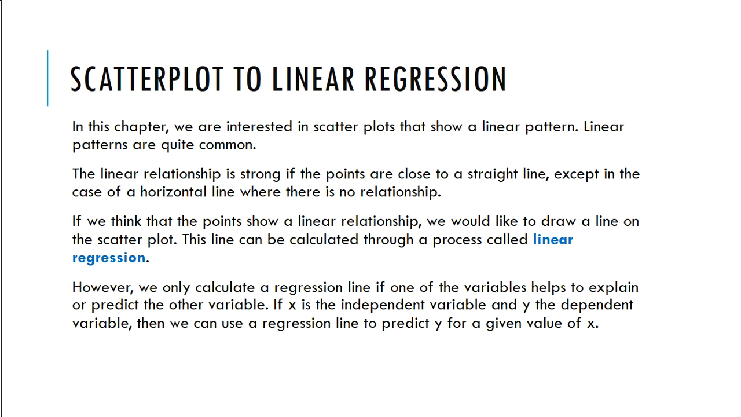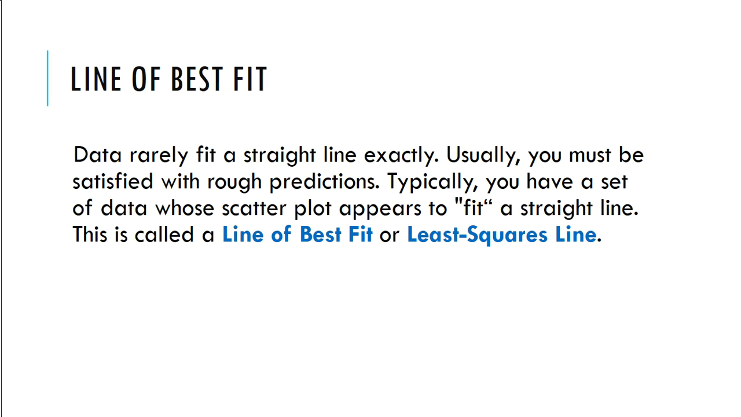If X is an independent variable and Y is the dependent variable, we can use a regression line to predict Y for a given X. So let's look at the regression equation, the line of best fit. Data rarely fits a straight line exactly.